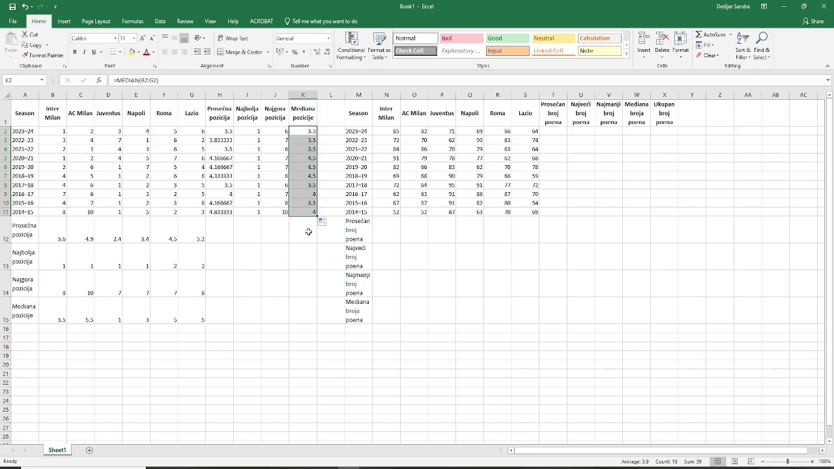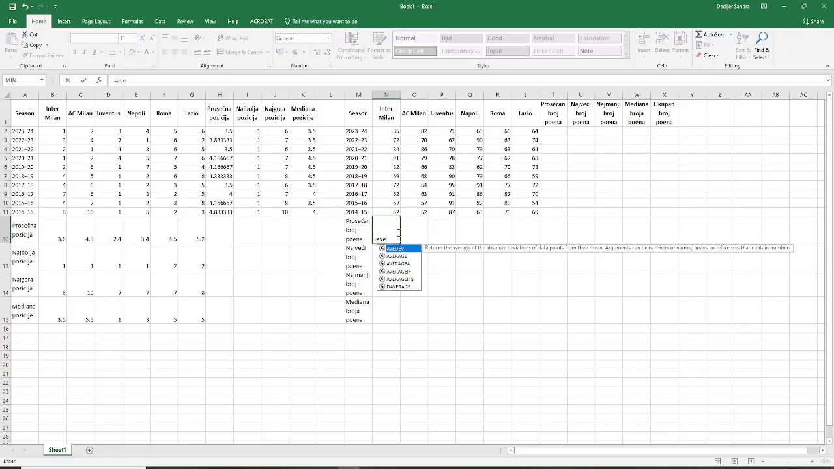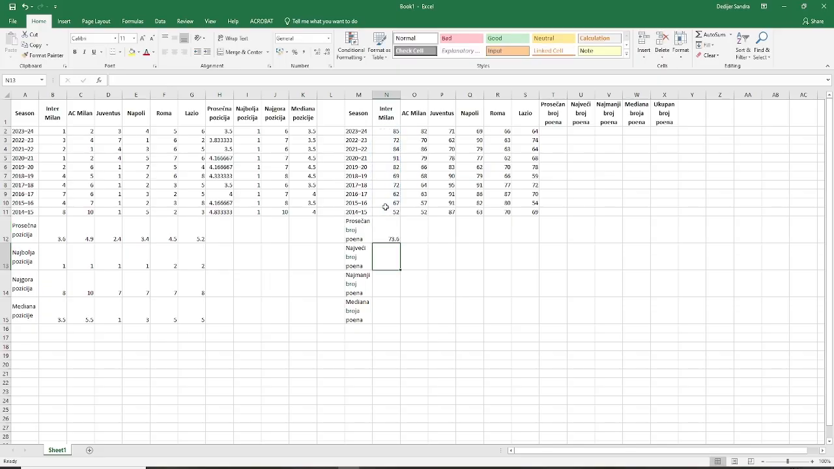We will perform the same analysis for the number of points per season. First, we calculate the average number of points for each club using the formula equals average from N2 to N11. We apply the formula for the other clubs by dragging. Juventus has the highest average number of points, while Lazio has the lowest one.